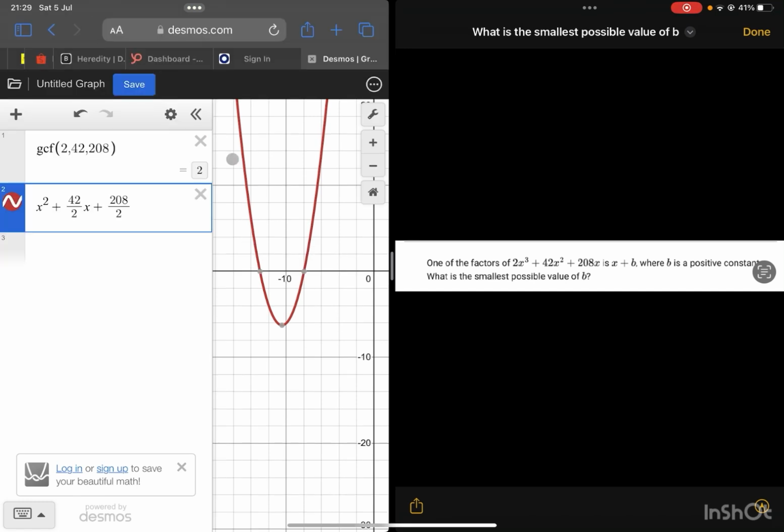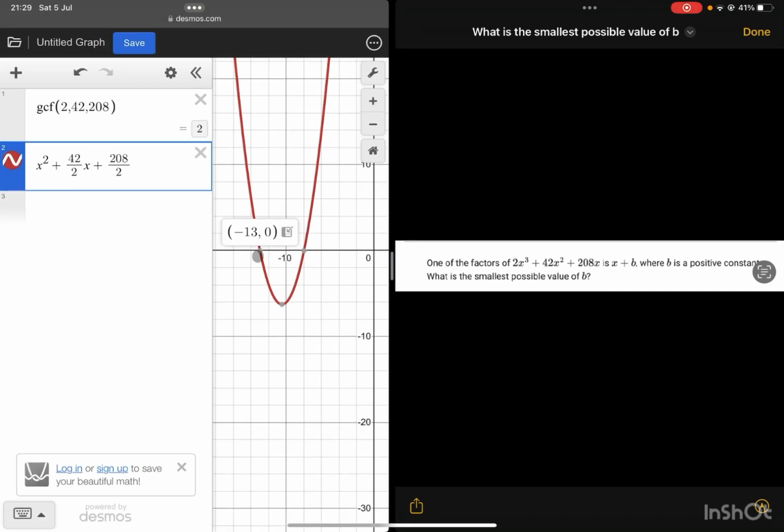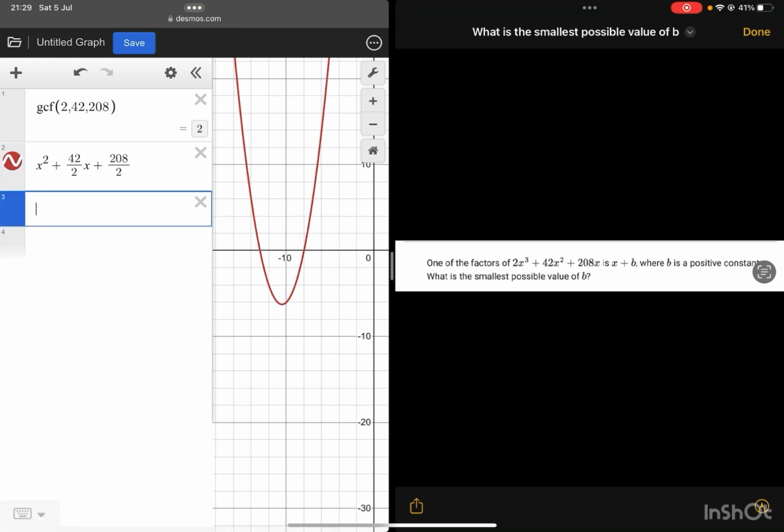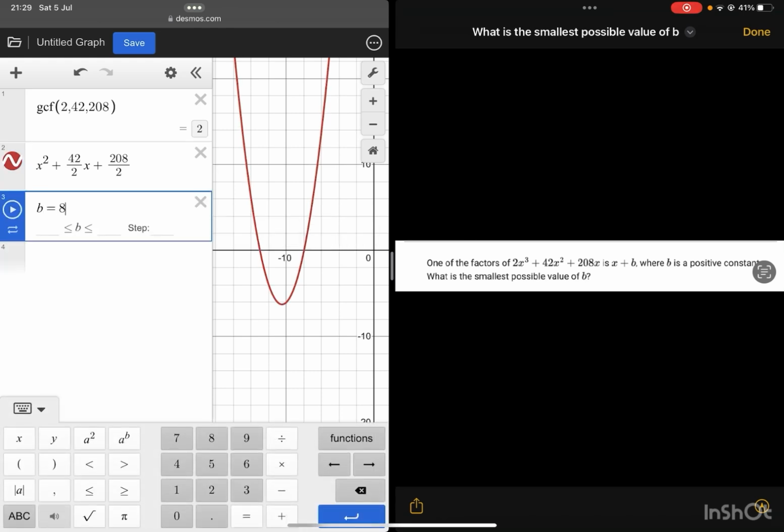The first one over here is negative 13 and 0. So converting this to x plus b, it becomes x plus 13. That's not our smallest possible value, because negative 8, 0, converting to x plus b, is x plus 8. So b equals 8 is our smallest possible value of b.